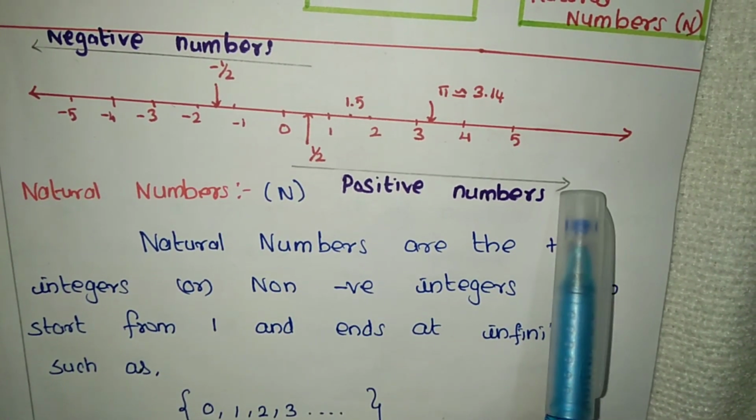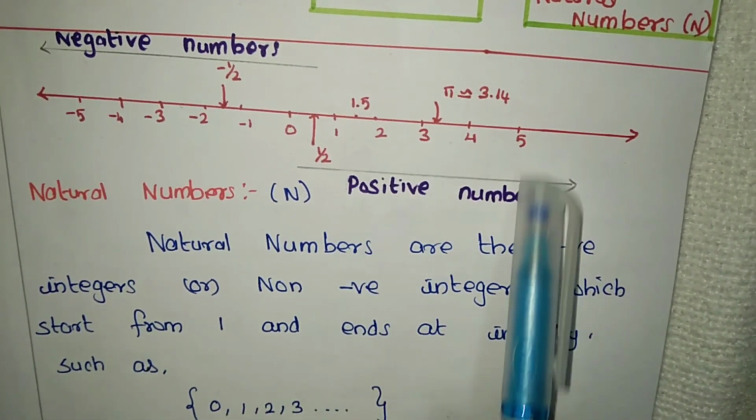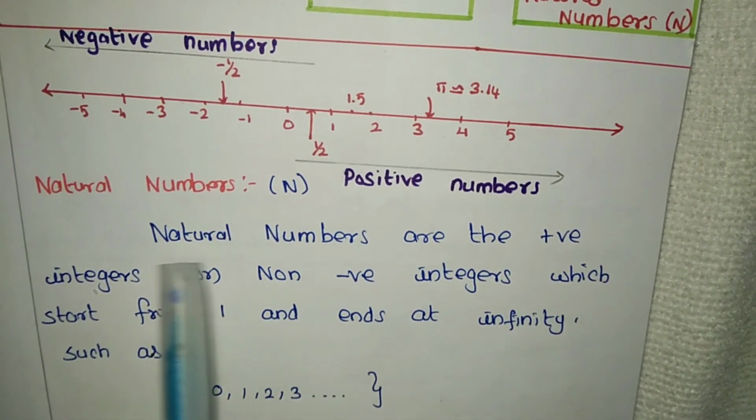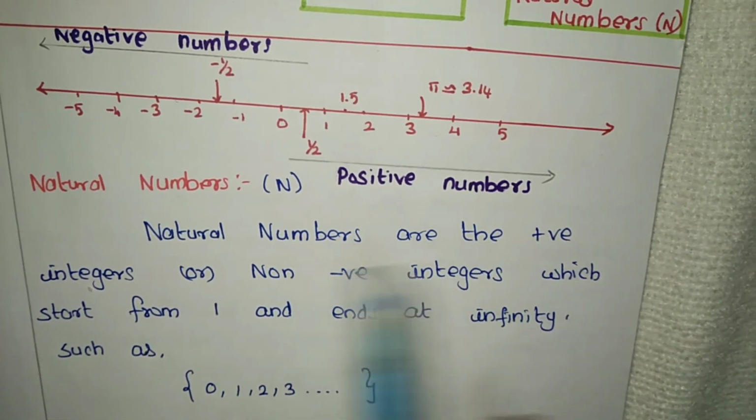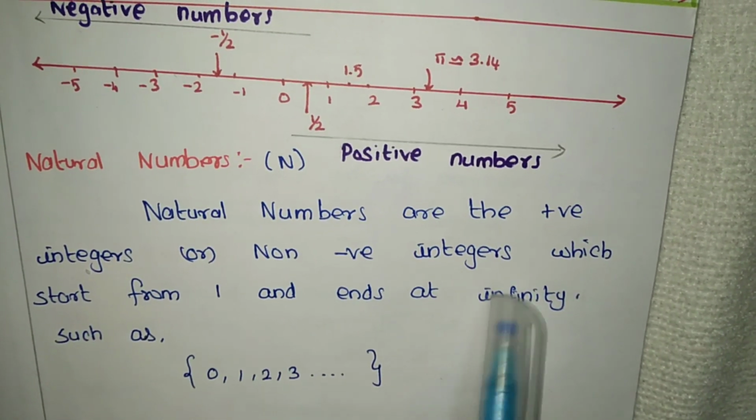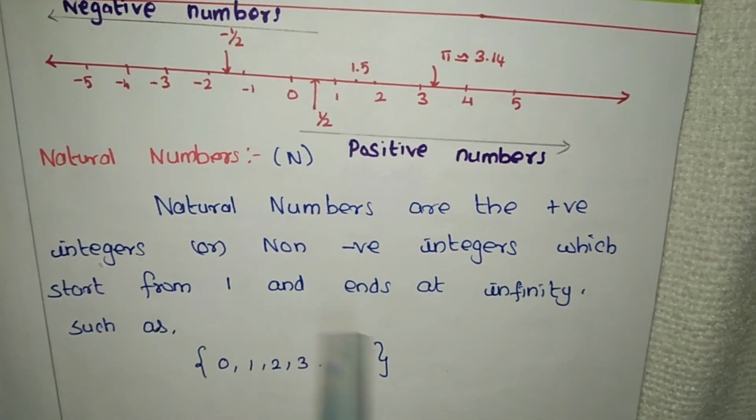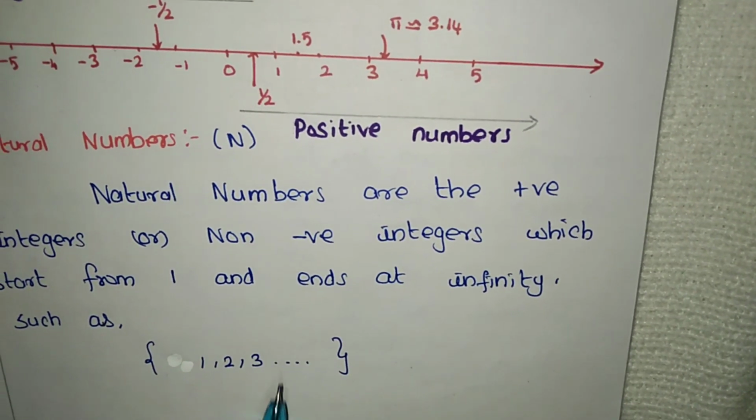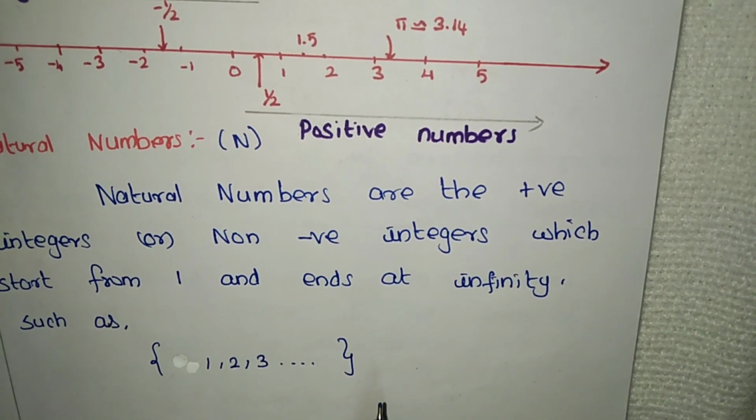This is a number line. Right from 0, all numbers are positive numbers. So these numbers are natural numbers. Natural numbers are the positive integers which start from 1 and end at infinity, such as 1, 2, 3 and the numbers go on.